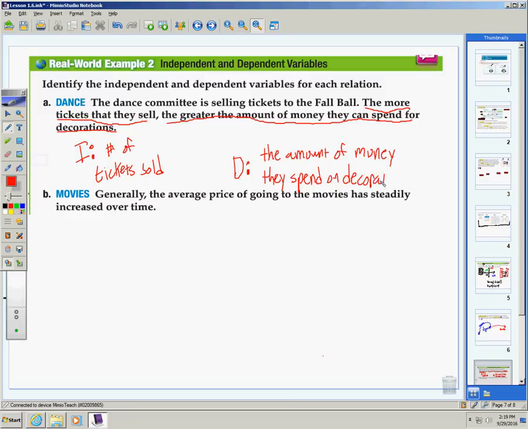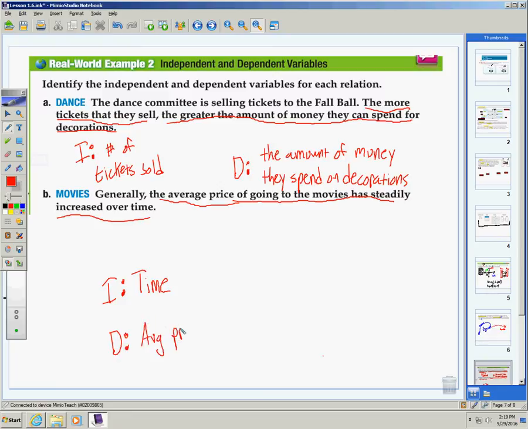And this is kind of how it works, okay? When we change the number of tickets sold, it changes the amount of money they spend on decorations. Independent, dependent. Second one, generally the average price of going to the movies has steadily increased over time. So what's my independent variable? Well, when I change the time, the price of the movie changes. So time is going to be my independent variable, and my dependent variable is going to be average price of going to the movies.